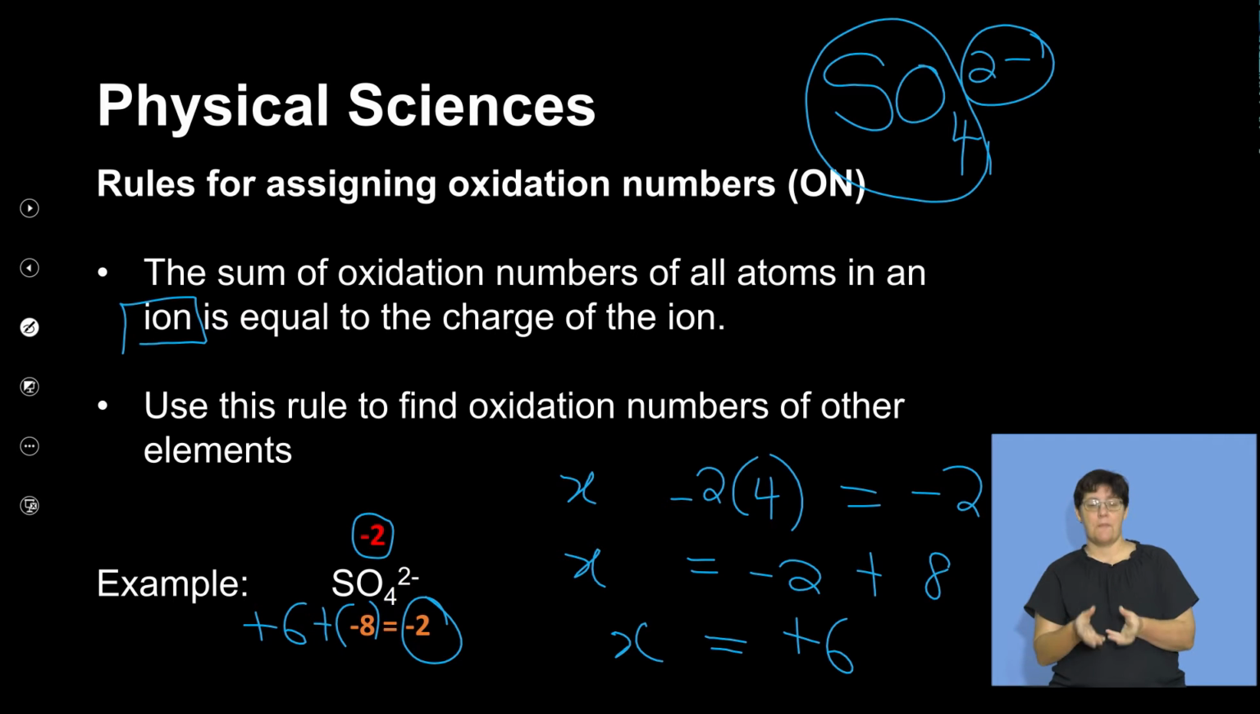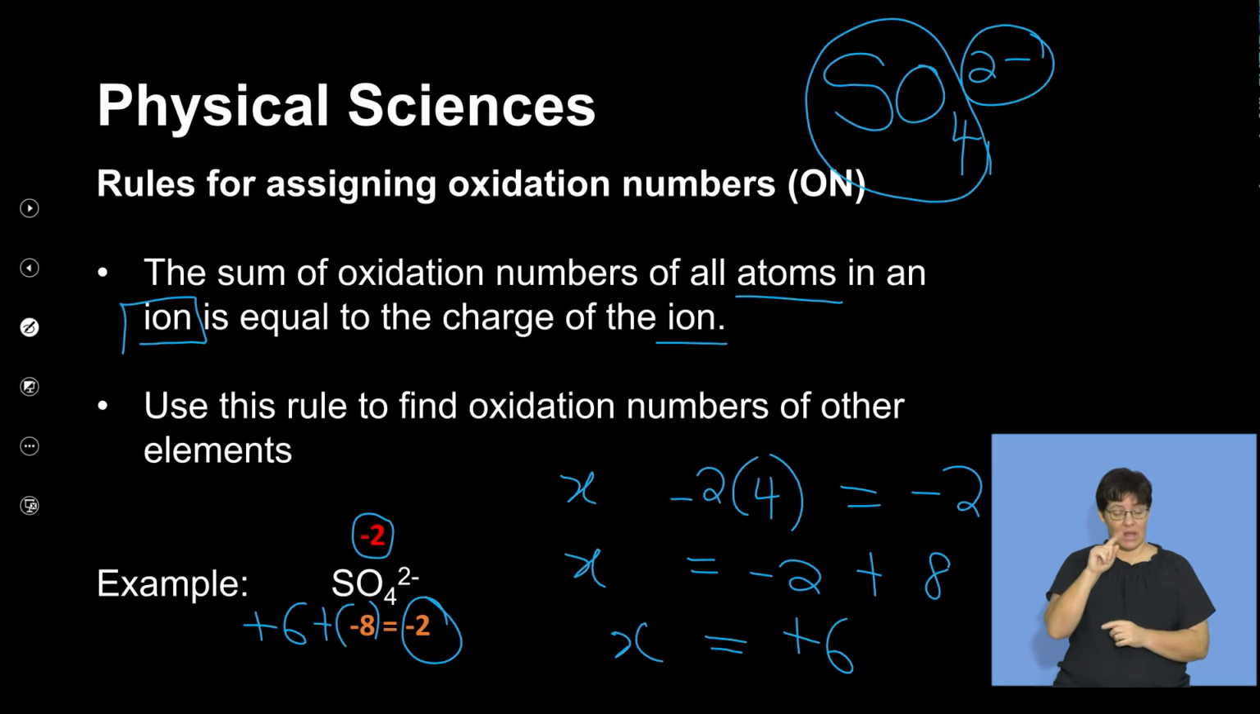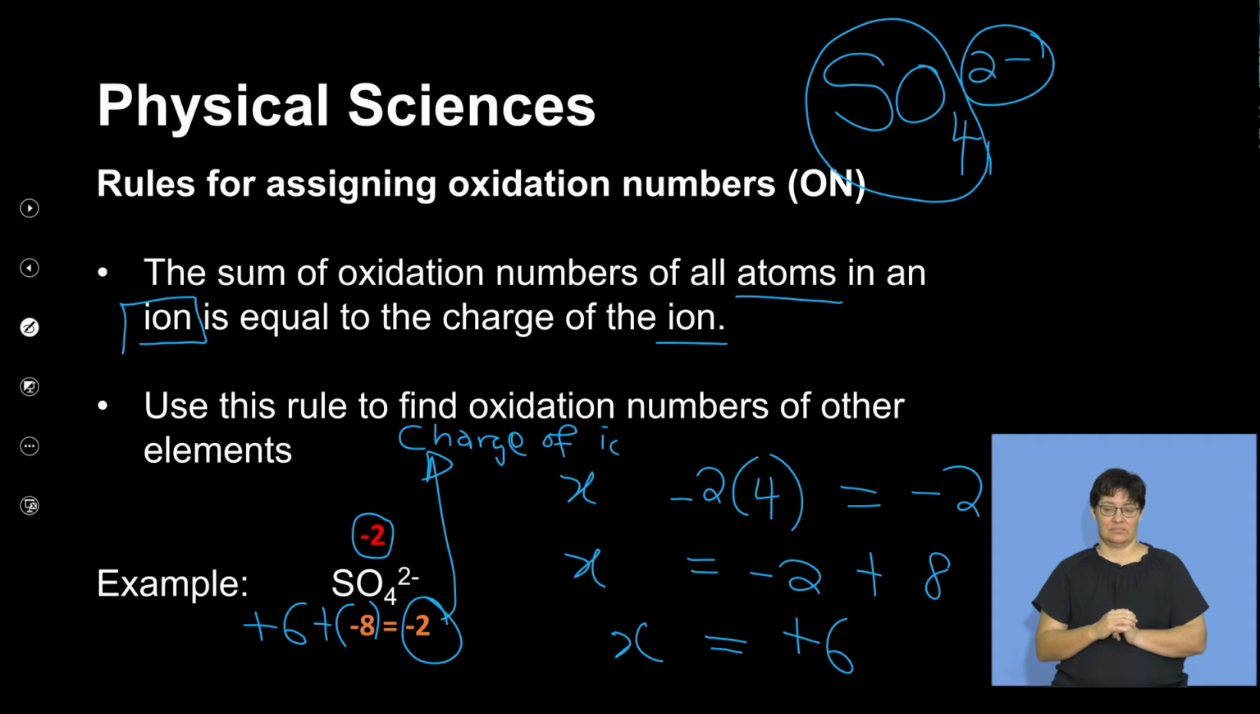Okay, so we use this rule of saying oxygen is always negative 2, except if it's a peroxide, and also that the sum of oxidation numbers of all atoms in an ion is equal to the charge of the ion. And the charge of the ion in this case is negative 2. So this is the charge of the ion, okay? Right, because this is a polyatomic ion, right?